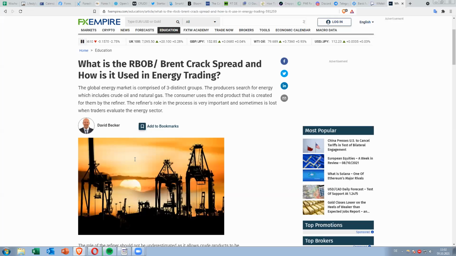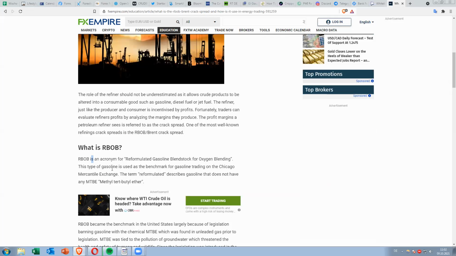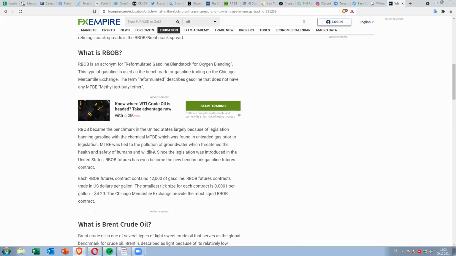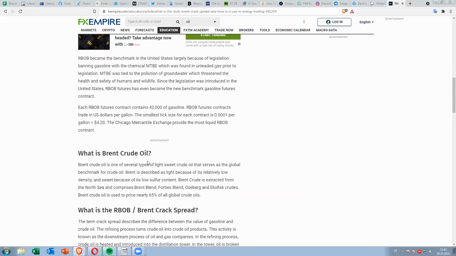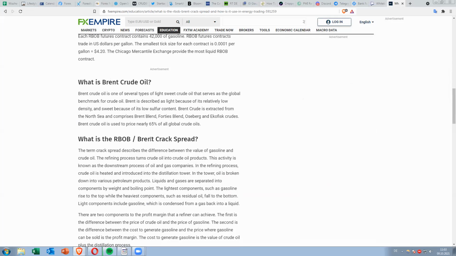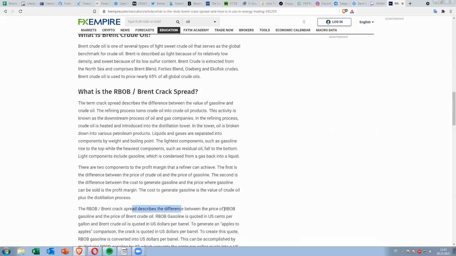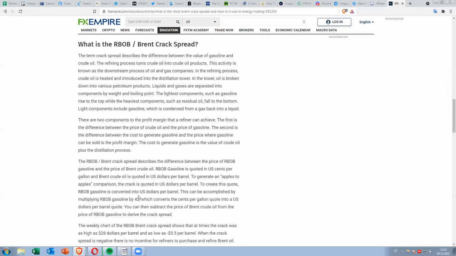RBOB is an acronym for Reformulated Gasoline Blend Stocks for Oxygen Blending. It is some type of gasoline, right? But what is Brent crude oil? Crude oil is sweet, it's sweeter, basically. It's used for diesel, I think, Brent crude oil. And then what is the RBOB Brent crack spread? The crack spread describes the difference between the price of RBOB gasoline and the price of Brent oil. So basically, it is a spread, right?